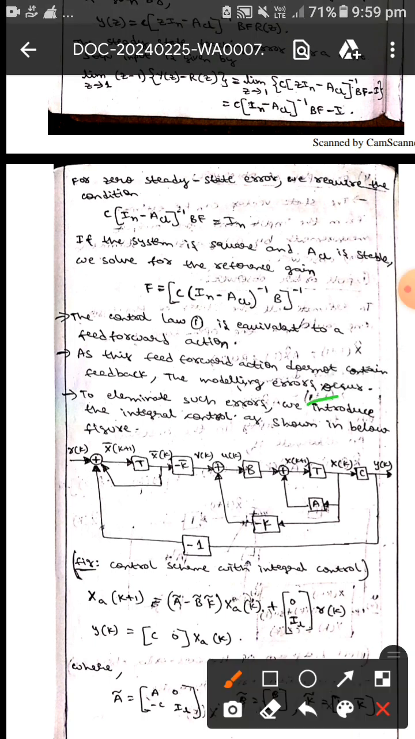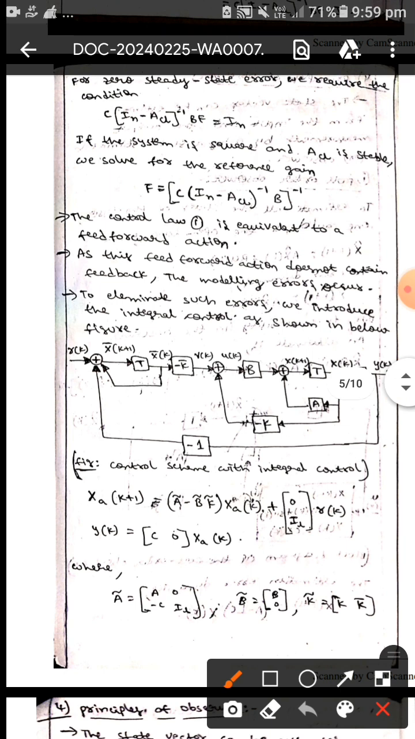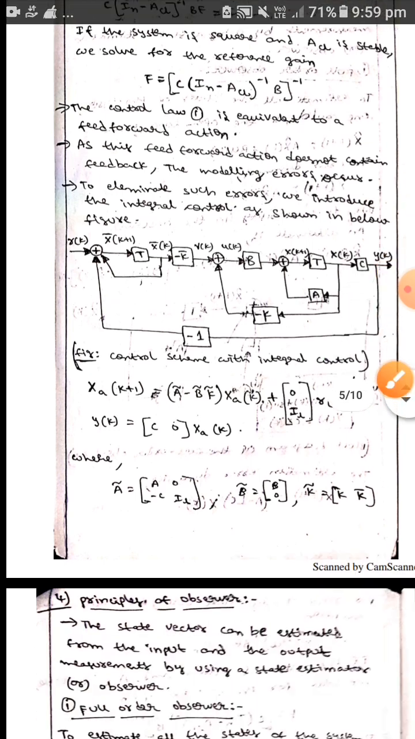So this feedforward action does not contain feedback, so modeling errors occur. In order to eliminate such errors, we introduce the integral control as shown in the below figure. This figure represents a control scheme with the integral control.